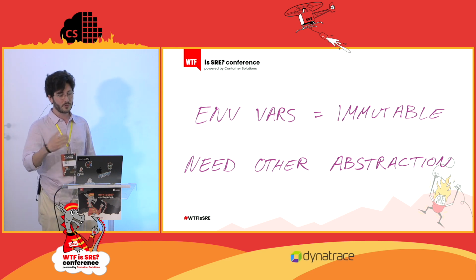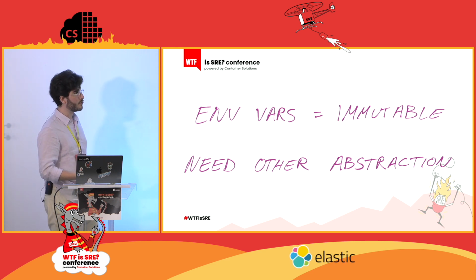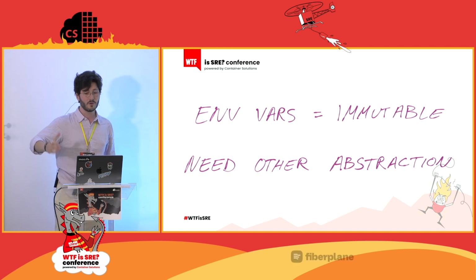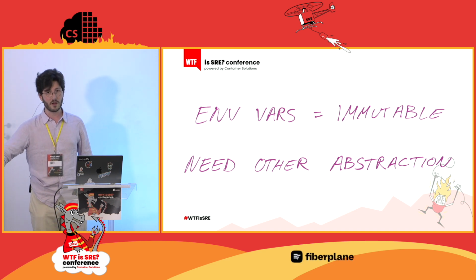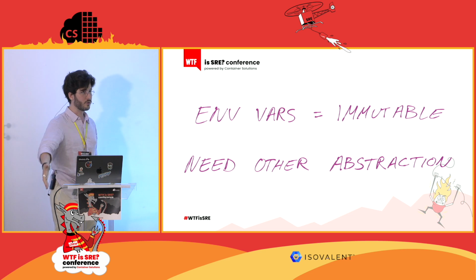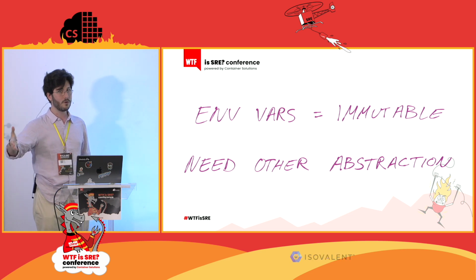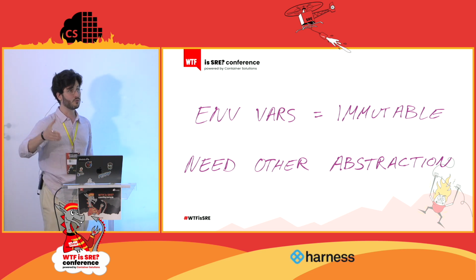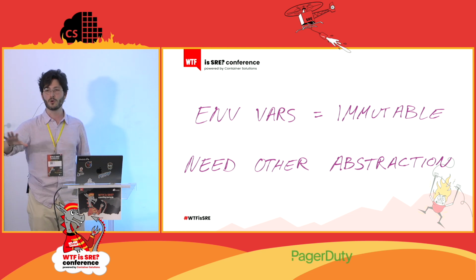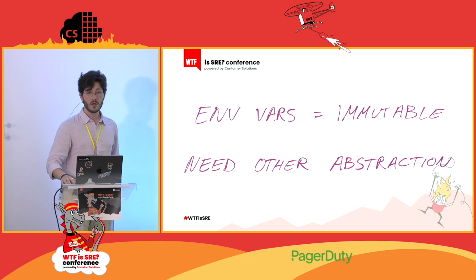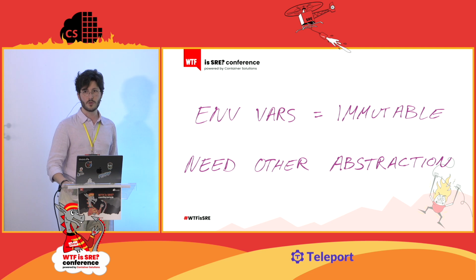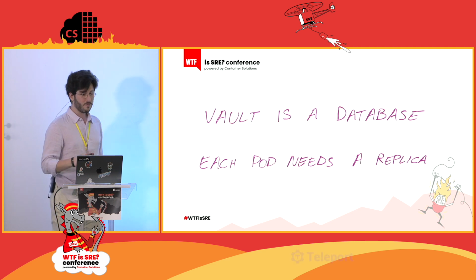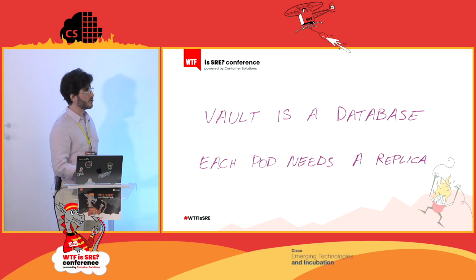But environment variables can't change, so we change the contract. The contract is no longer read your environment variables. The contract is, here's a file. This file is going to contain valid credentials eventually. It is your responsibility to read this file on a regular basis or to watch it for changes or whatever you want, but this file is going to contain your credentials eventually. And so if you think about it, Vault is a database, right? It stores secrets.